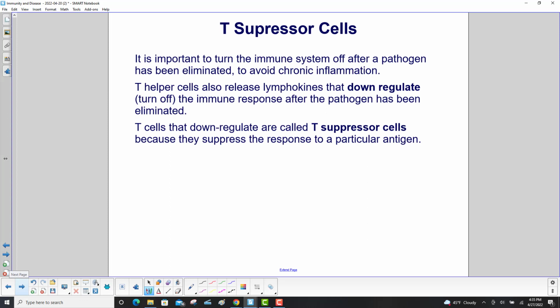It is important to turn the immune system off after a pathogen has been eliminated to avoid chronic inflammation, right? That's one of the ways of killing pathogens, but you don't want it to go on forever. T helper cells also release lymphokines that downregulate, which means turn off, the immune response after the pathogen has been eliminated. The T cells that downregulate are called T suppressor cells because they suppress the response to a particular antigen.